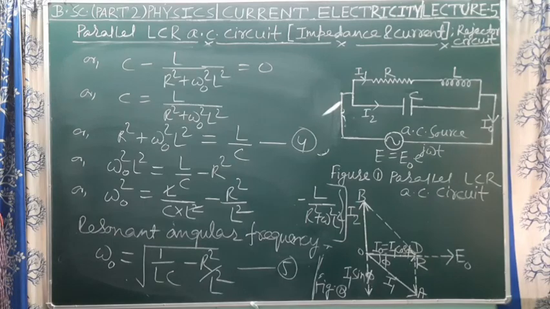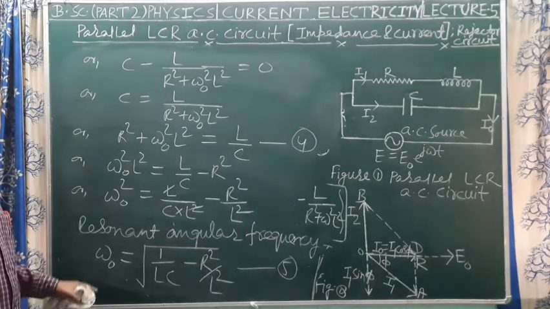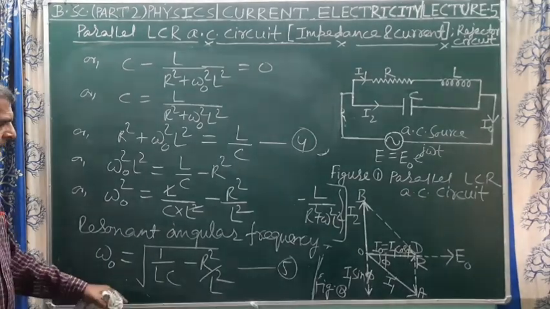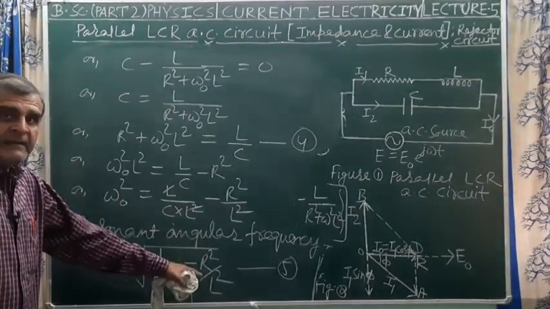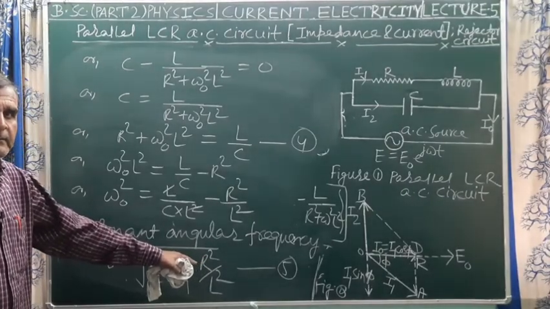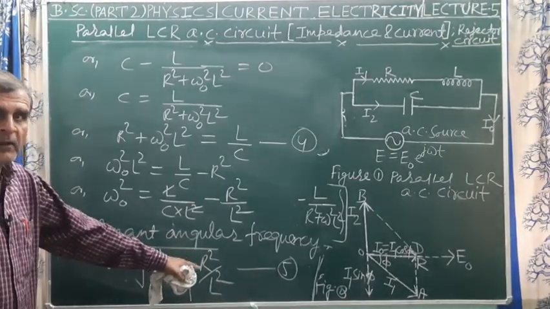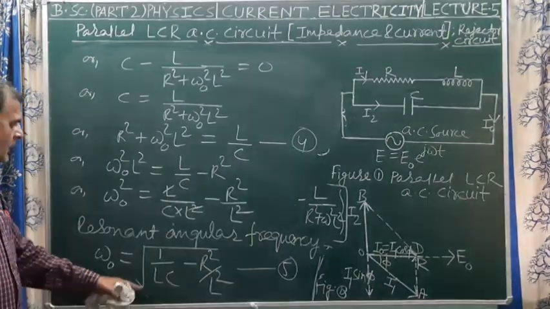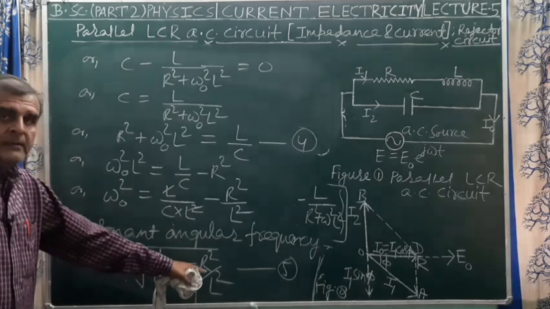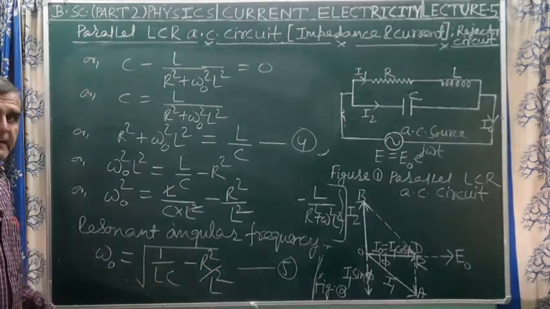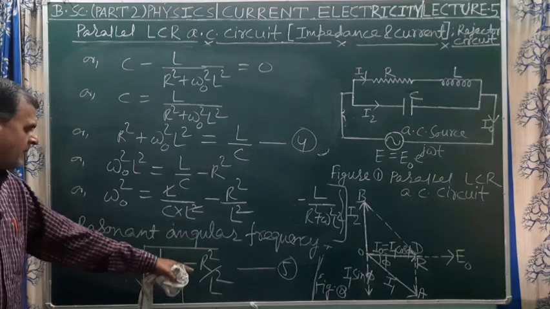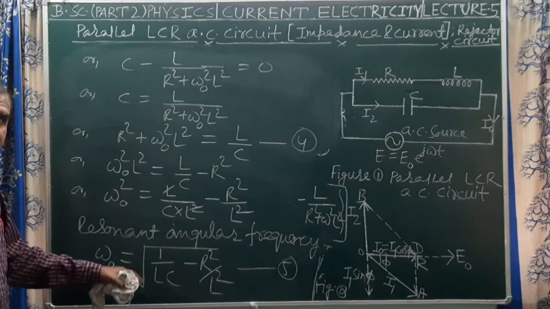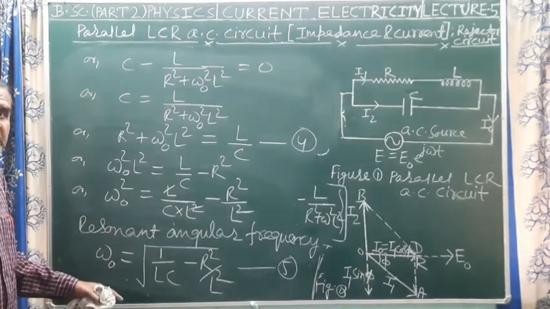Now resonant frequency f0 is given by omega 0 upon 2 pi. Since the value of R is small in a parallel LCR circuit, R square by L square will be much smaller than 1 by LC. So neglecting R square by L square in equation 5, we will get omega naught is equal to root under 1 by LC.